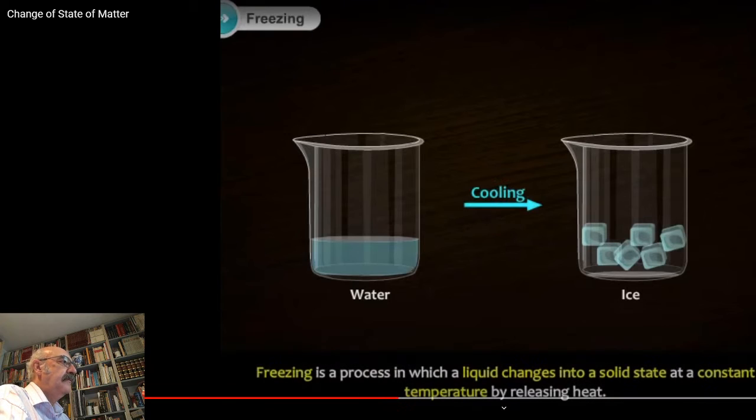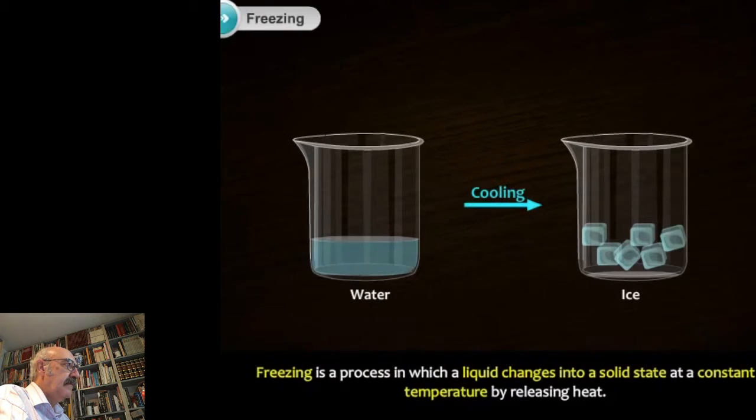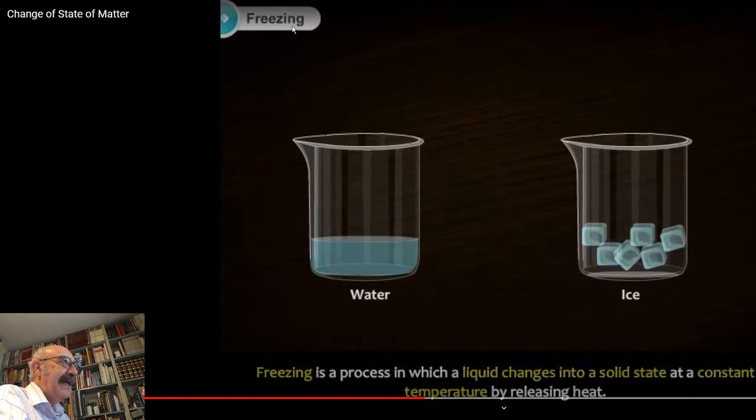Freezing is a process in which a liquid changes into solid state at a constant temperature by releasing heat. Freezing is the same as solidification. There are some synonyms. This is the process by which you have water in the form of liquid, and it turns into solid.